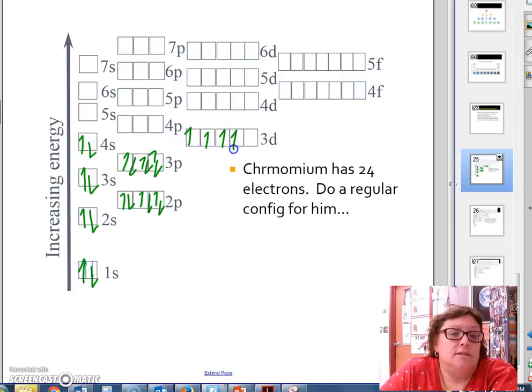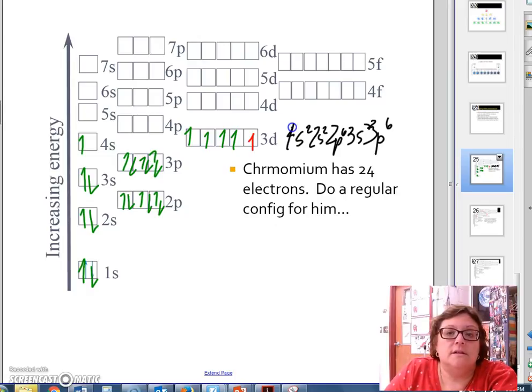However, there is a dirty little secret, because it's actually more stable if this d level is half filled completely than having a completely filled 4s and then these d levels, these four with one empty one. So what chromium actually does is it steals that 4s electron and brings it down to 3d. So we get an electron configuration of 1s2, 2s2, 2p6, 3s2, 3p6, 4s1, 3d5.